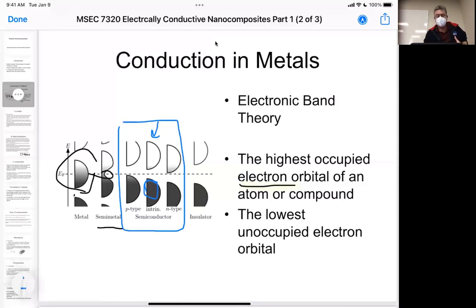Okay, so in a case of a p-type, we have the Fermi level very close to the highest occupied level. And in the case of n-type, the Fermi level is closer to the lowest unoccupied level. And so what we'll see here is that different things move in different places. And then, of course, when the gap's too big, we can't excite electrons into that upper level. It's an insulator. Okay.